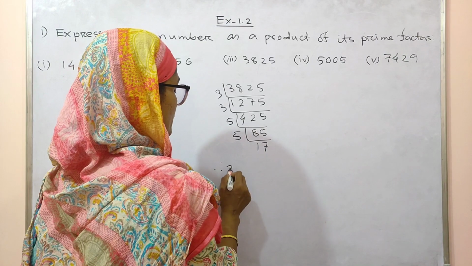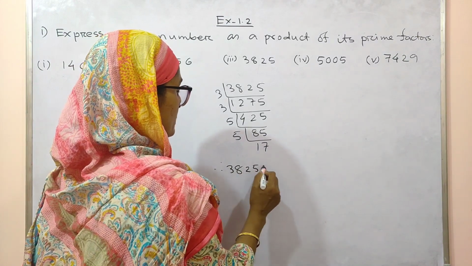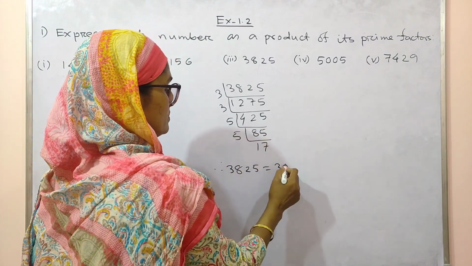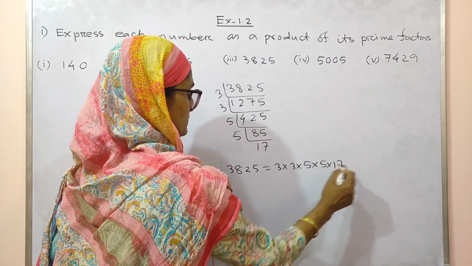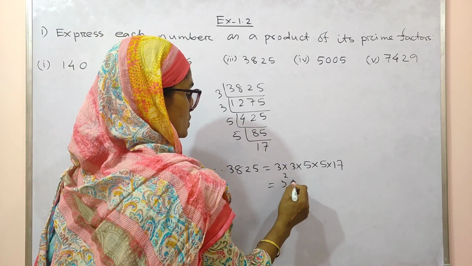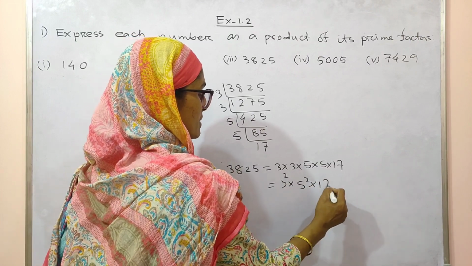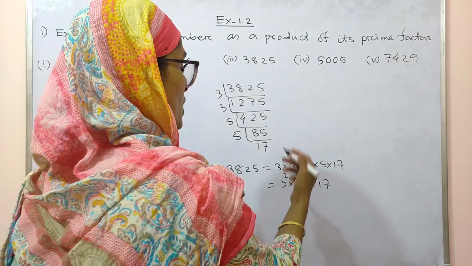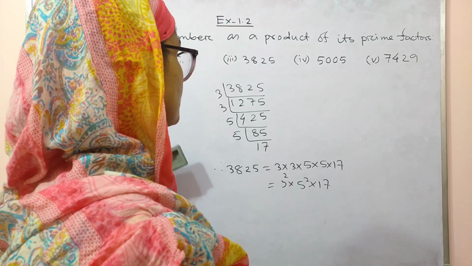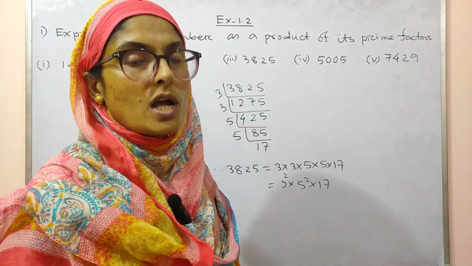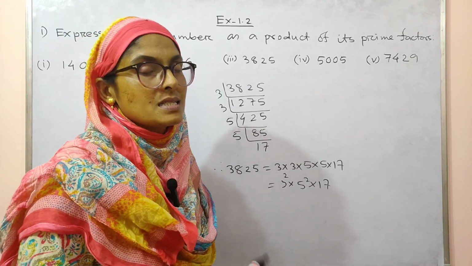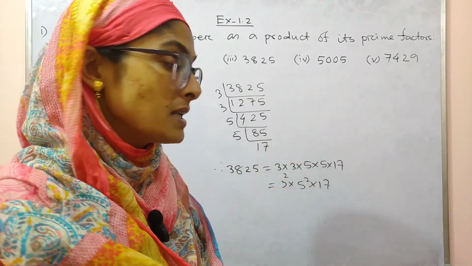So you can write 3825 as 3 into 3 into 5 into 5 into 17. So you can write 3 power 2, 5 power 2 into 17. So this is the product of prime numbers. Every composite number is the product of prime numbers. This is the fundamental theorem of arithmetic.